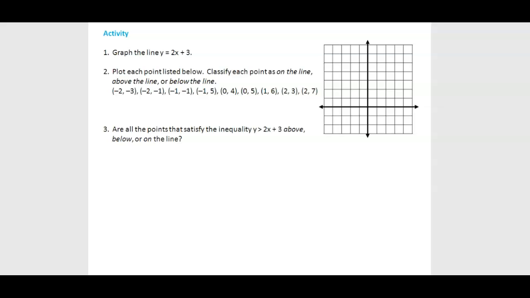Okay. So what I want to do to start is to graph each of those points as well as the line. So you're going to graph the line as well as plot each of those points. So the line is y equals 2x plus 3. That means that this graph has a y-intercept of positive 3. So you're going to plot your point at 0, 3.